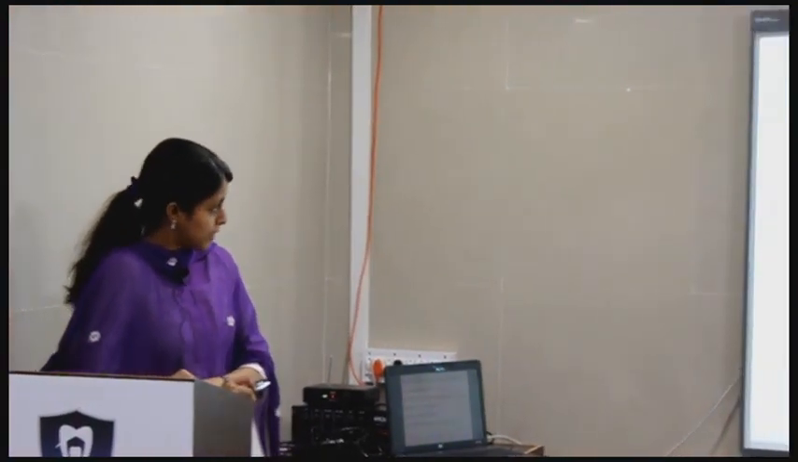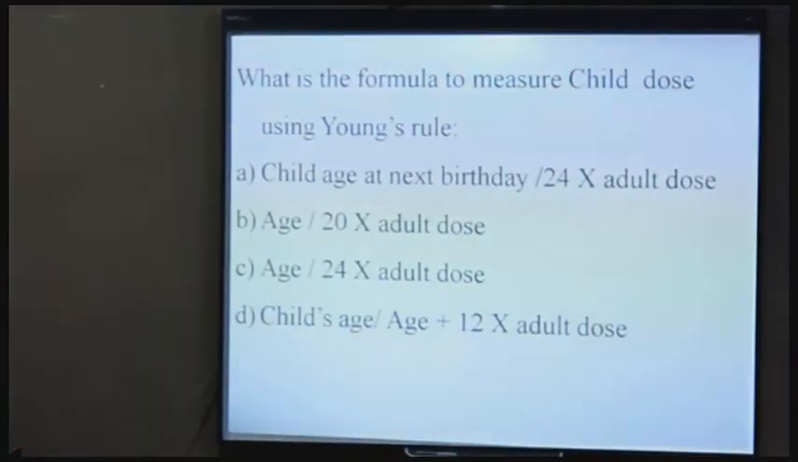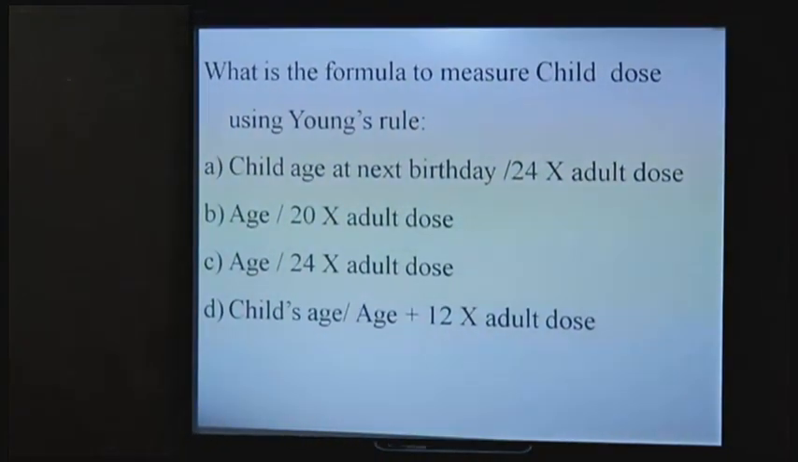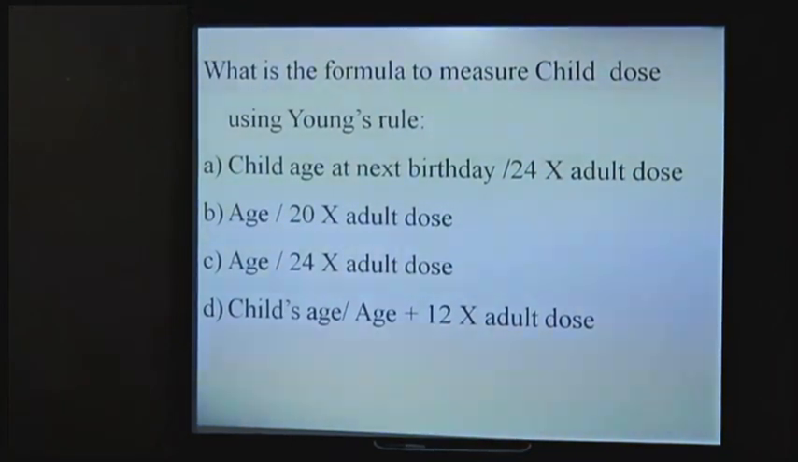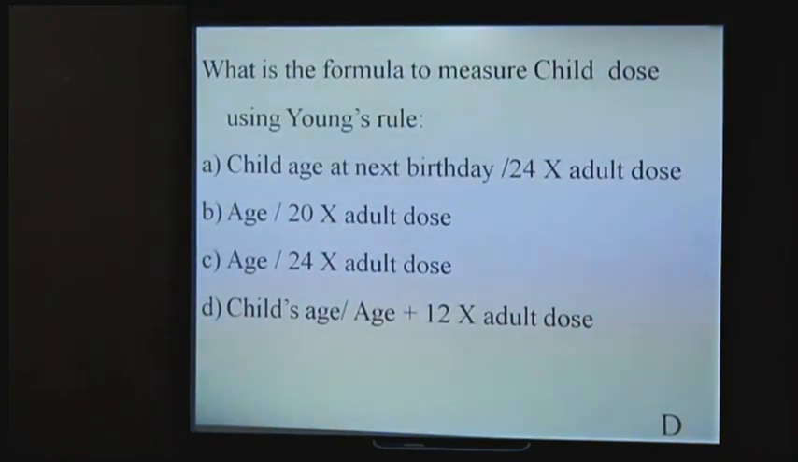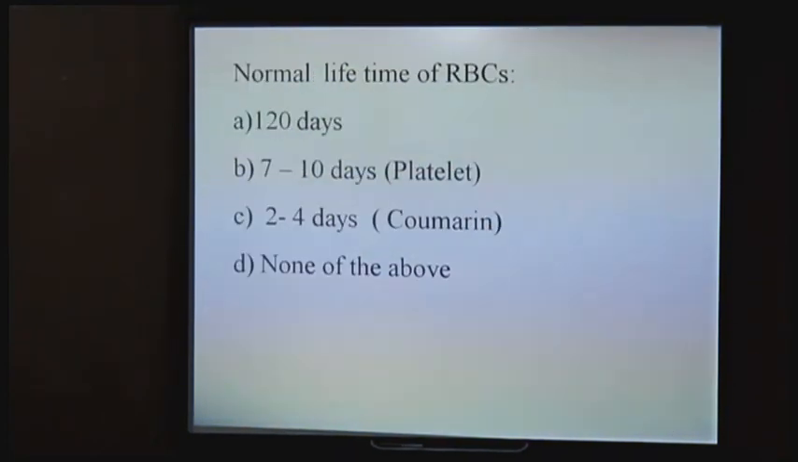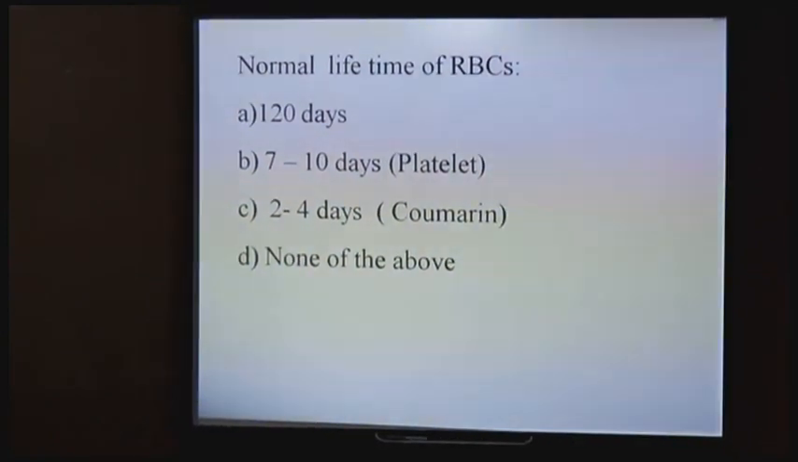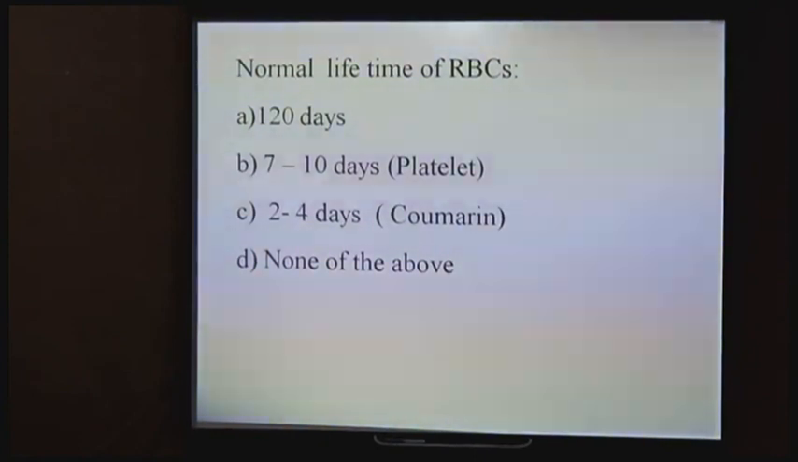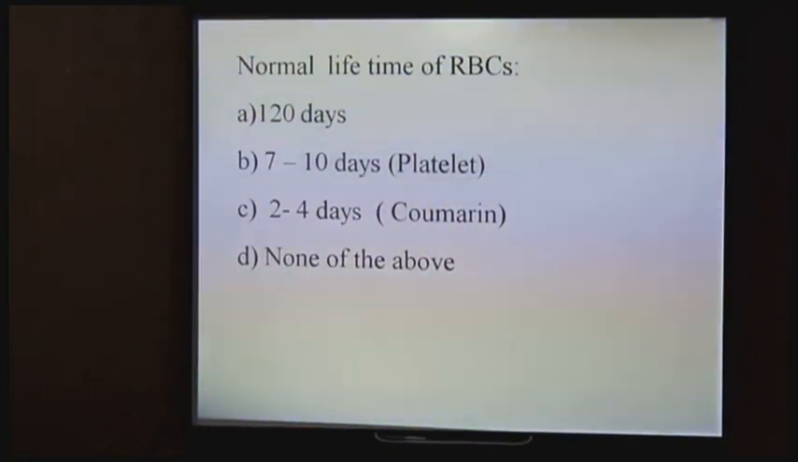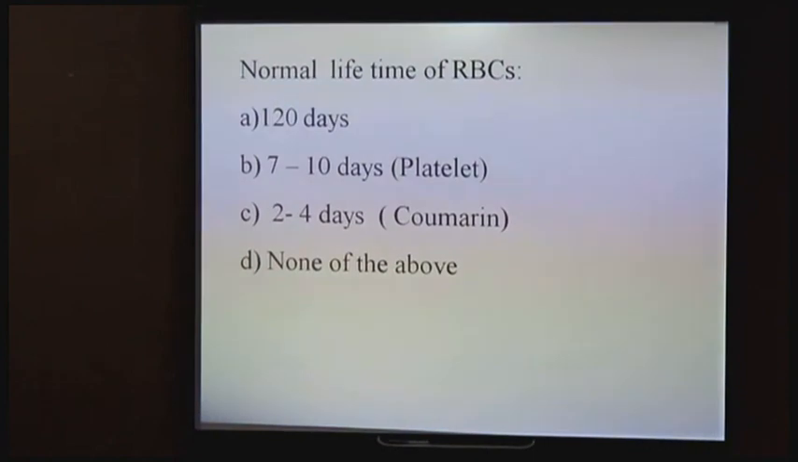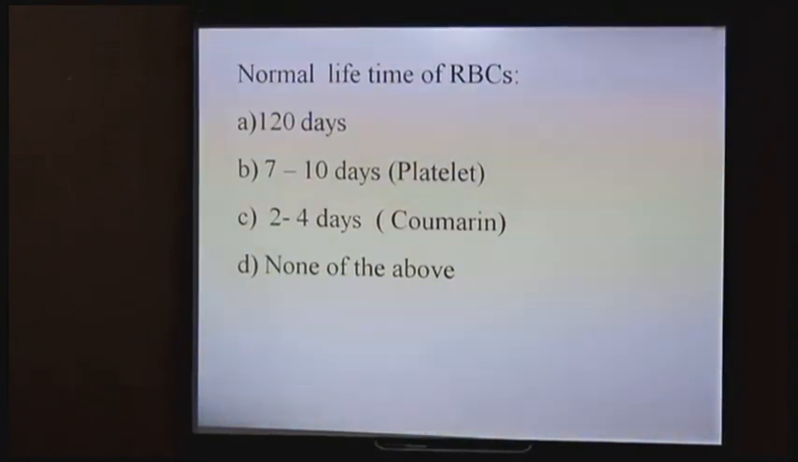What is the formula to measure child dose using Young's rule? What is A? Clark's rule. Normal lifetime of RBC? 120 days. The other is for platelet and the last is for coumarin. What is coumarin? An anticoagulant. Warfarin, coumarin, anticoagulants.